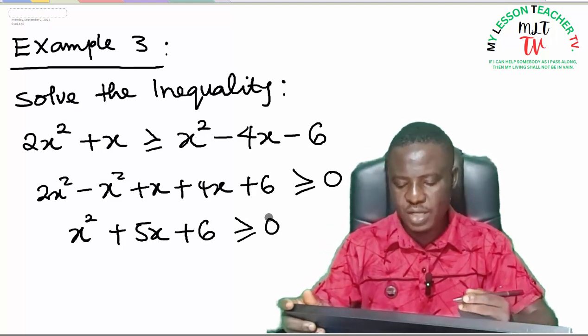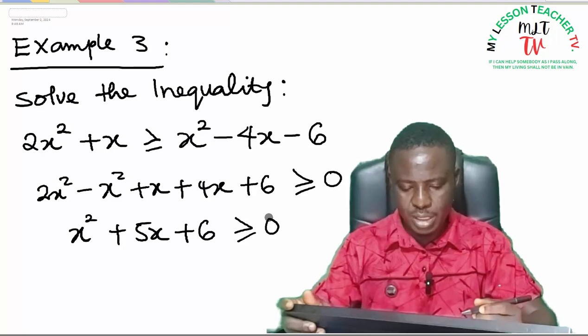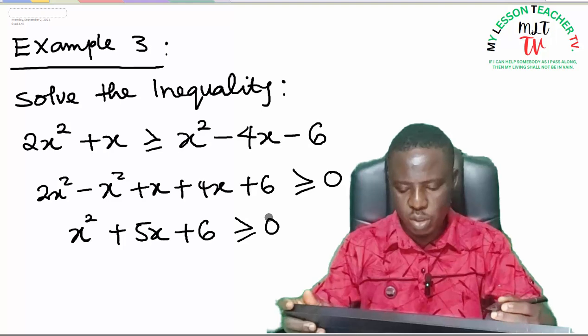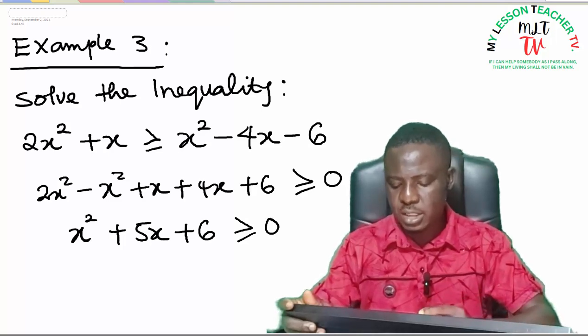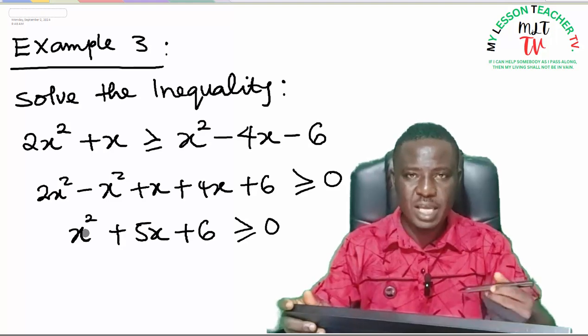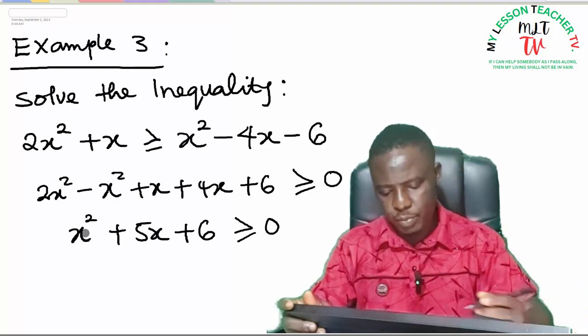At this point, we have expressed it to be greater than or equal to 0, we shall then find the zeros of the inequality. Already, since the coefficient of x squared is positive, we are going to have a U-shaped parabola. So let's look for the zeros of the inequality. This becomes x squared plus 5x plus 6 is equal to 0.